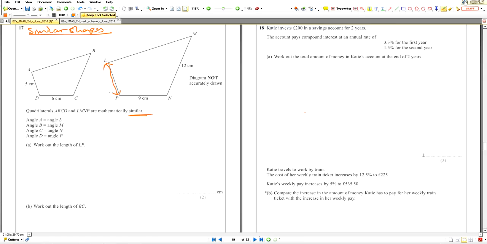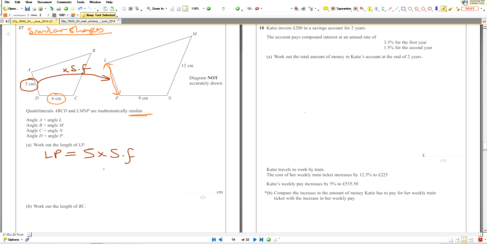Now, which side corresponds to LP? The AD. That one. So this one multiplied by our scale factor will give us LP. Is that right? Yeah. So LP is equal to 5 multiplied by the scale factor. This is 5, this is scale factor, okay? Now we need to work out the scale factor, so we work it out by considering two other corresponding lengths.